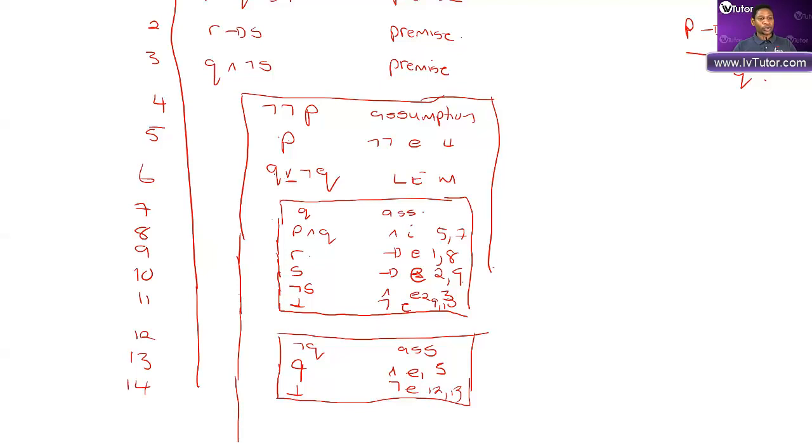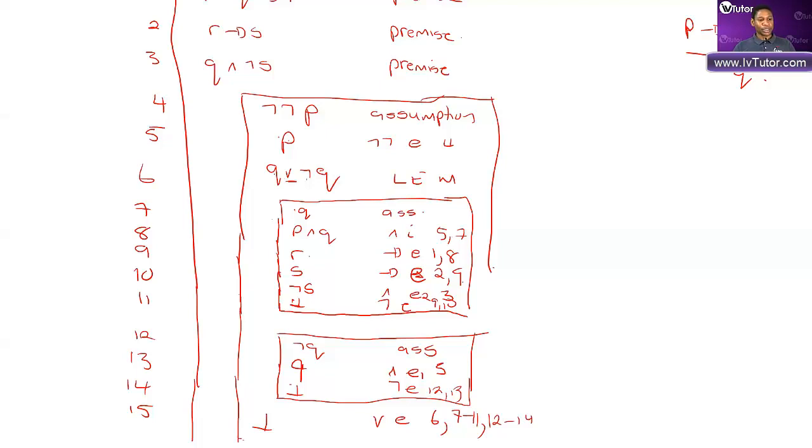Right. So we have Q or not Q. From Q, we've managed to prove a contradiction. From not Q, we've managed to prove a contradiction. Therefore, a contradiction is true. This is number 15. And then this is disjunction elimination. What statement was the disjunction? Number 6. And then the first subproof is number 7 to 11. The second subproof is number 12 to 14.